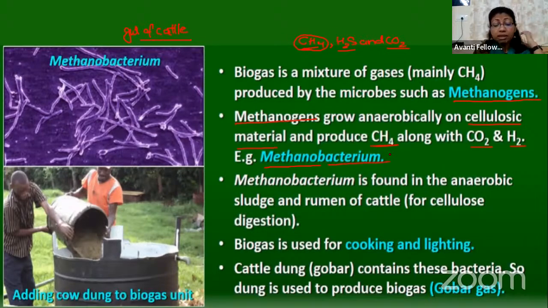Okay, and the example of such methanogen is methanobacterium, right? So as I said, this methanobacterium is found in the anaerobic sludge and the rumen of the cattle, that is the gut of the cattle, so that it helps in the digestion of this cellulosic material, right?